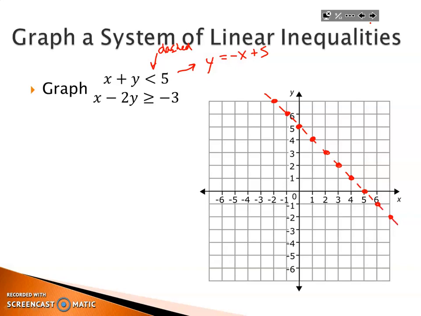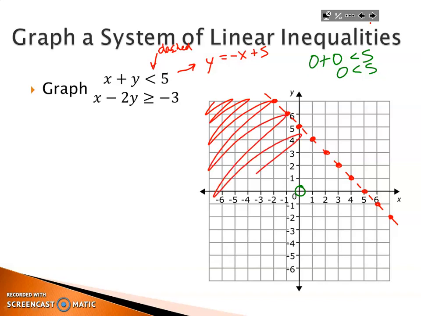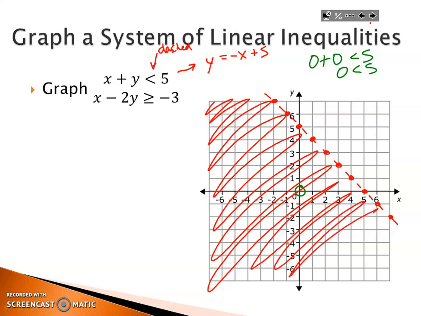Okay, and then I need a test point. What's the perfect test point? 0, 0. So I'm going to do 0 plus 0 is less than 5. 0 less than 5. Would that be true? Yes, that is true. So we shade with the test point since it is true. So I am shading on the same side as the test point since this is true. Okay?